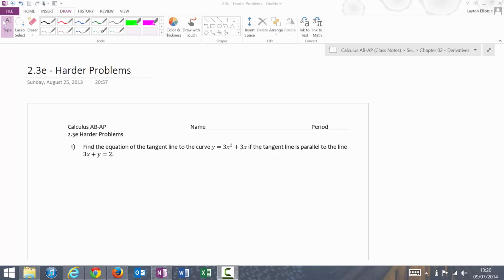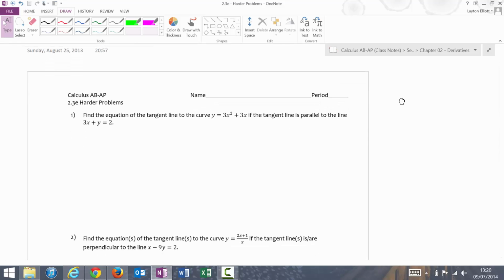This begins with the problem that we've seen before. Find the equation of the tangent line if we have a parallel line. So if I know that the tangent line needs to be parallel to this line, I can take that, solve it for y, and determine that the slope of the tangent line should be equal to -3.